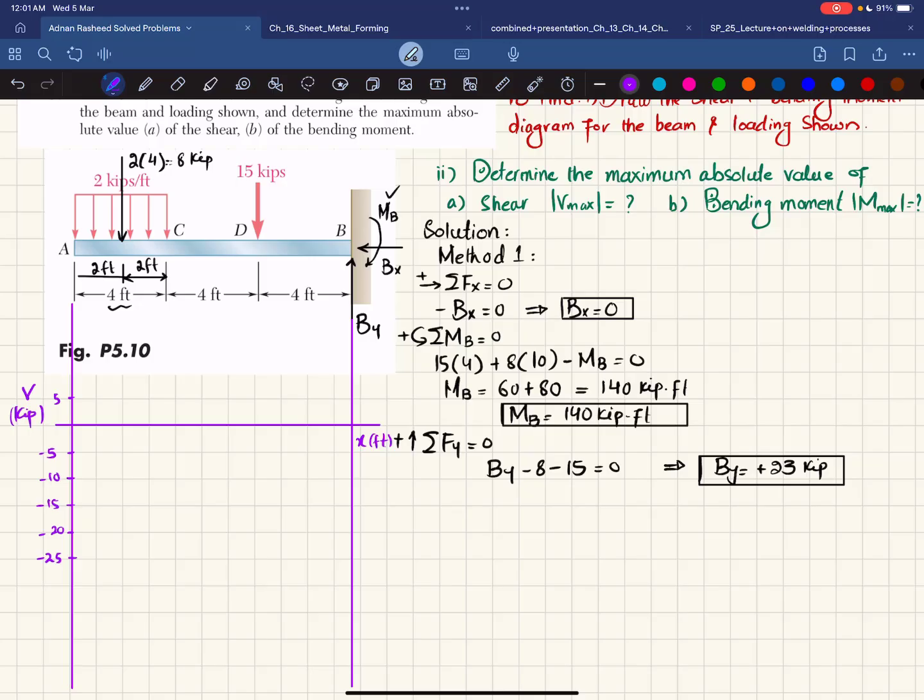Okay, starting from the very first point at point A, you can see shear force is equal to 0 because there is a distributed load. So for x equal to 0, 2 multiplied by 0 will be 0 at this point. So the first point will be this one, clear.